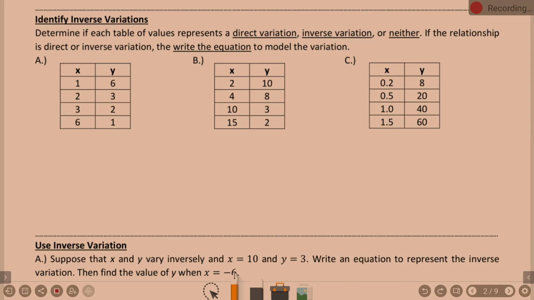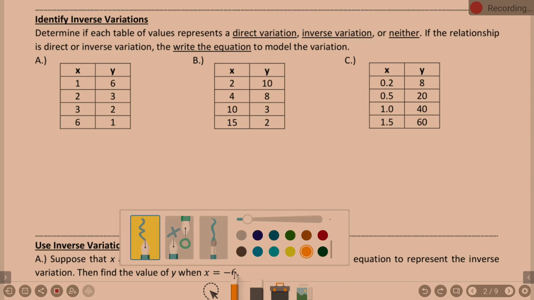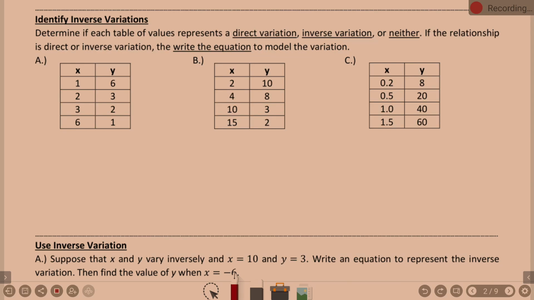Look at A. We have 4 sets of ordered pairs. Do you see a multiplication connection between your x's and your y's? Or do you see a division connection between your x's and y's? Multiplication. 6. Okay. So we can agree that 1 times 6 is 6.